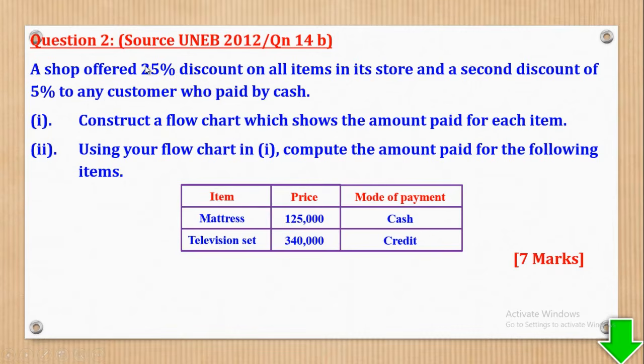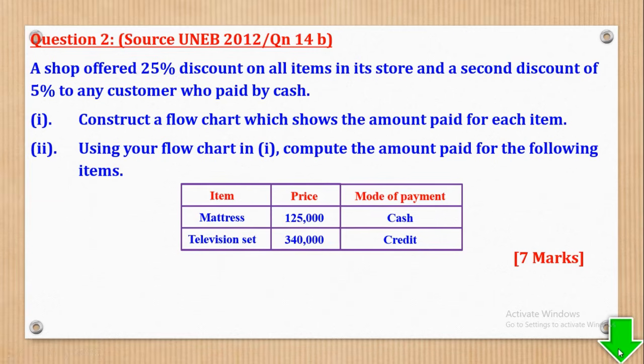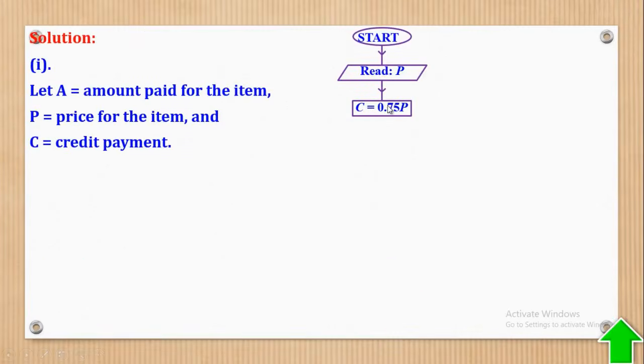So this 25%, whether you paid by cash or credit, you are given a discount of 25. So the new price will be 100 minus 25%, which is 75%. So 75% of the original price of the item. That is why here you see 75% is 75 over 100. That's why you see 0.75P, where P is the original price of the item.